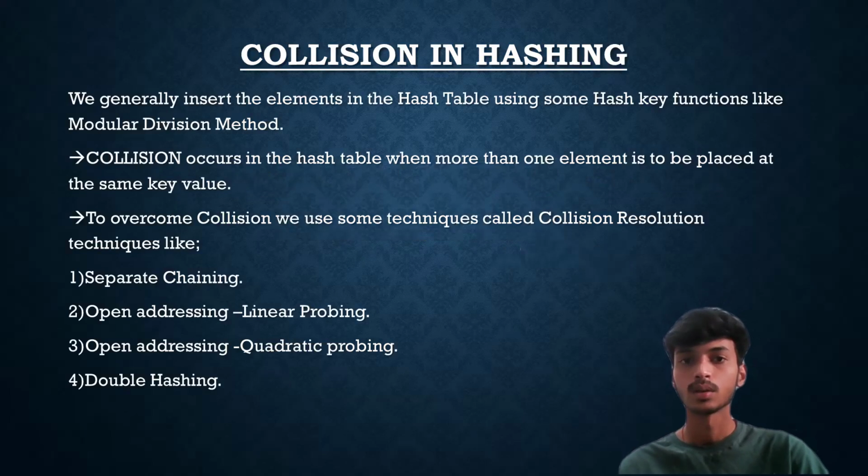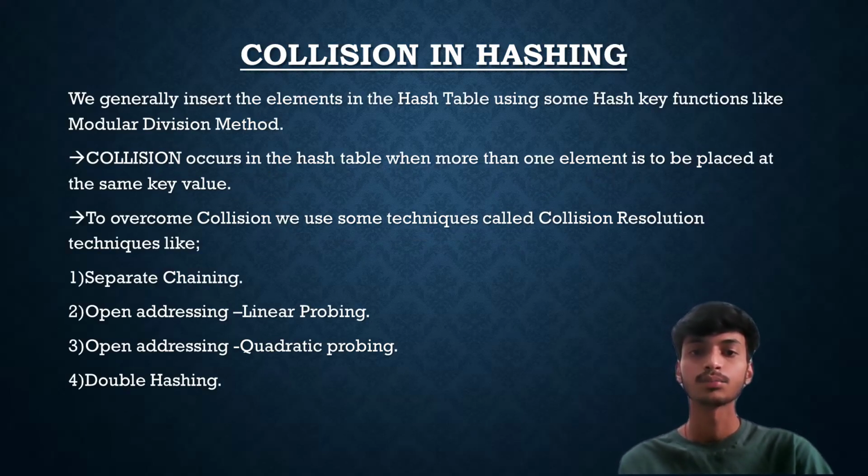First, let's see what is collision in hashing. We generally insert elements in a hash table using some hash key functions like the modular division method. So, collision occurs in the hash table when more than one element is to be placed at the same key value.